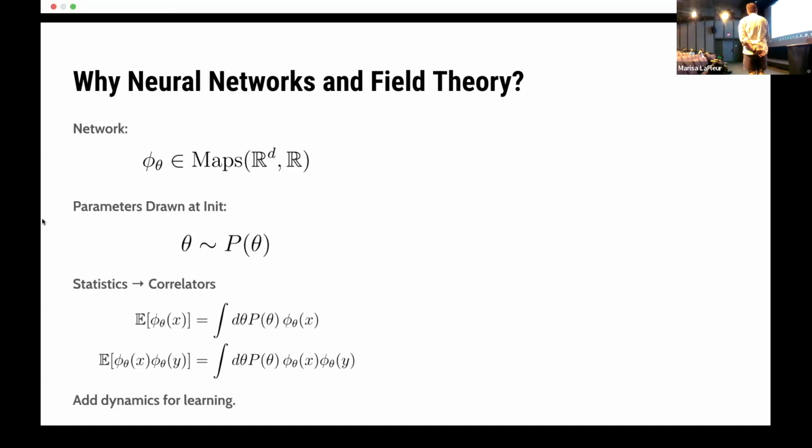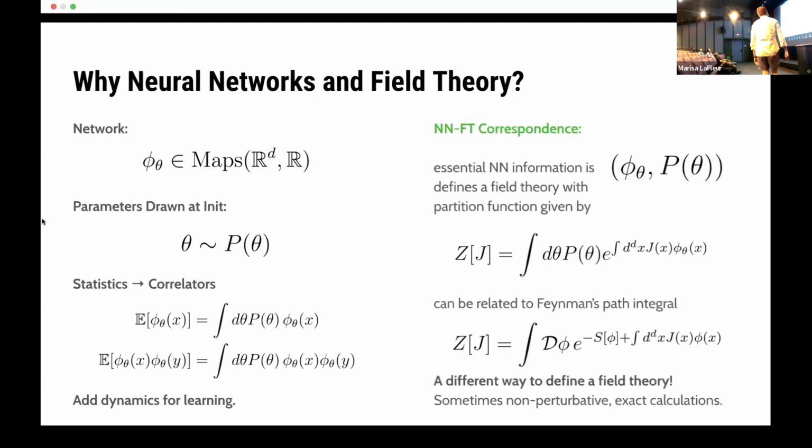And the key thing is that they give us expectation values, moments of the distribution of function outputs, and we can think of this as a correlation function. And of course, in this story, this is sort of an initialization story. You can add dynamics and talk about how learning arises in this context. I'm going to suppress that here, but this is sort of the basic story, that the statistics that are intrinsic to the neural network information give us a notion of correlation functions.